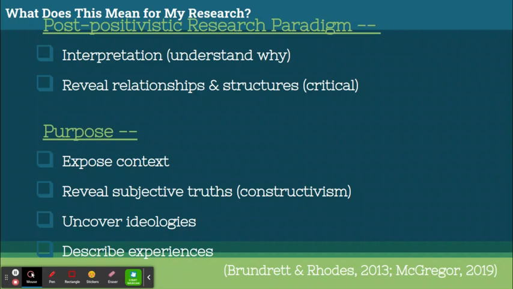Which brings me to my own research, thinking about my paradigm and my purpose, understanding that qualitative research is going to be more appropriate for my goals, because I am seeking to understand why, so that interpretive piece is there, as well as understanding the relationships and structures behind phenomenon. The purpose of my study is to expose a context and reveal some subjective truths based on individual and real experiences, to describe experiences and better come to an understanding of problems of practice.